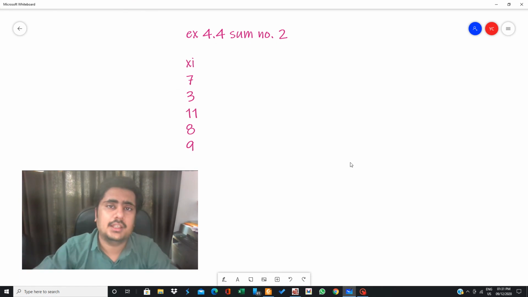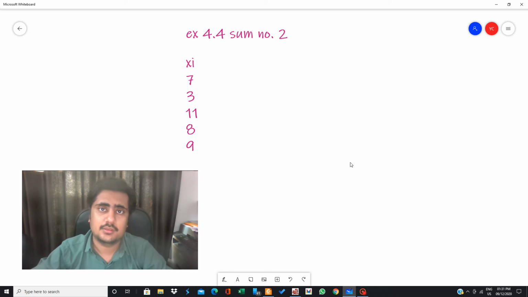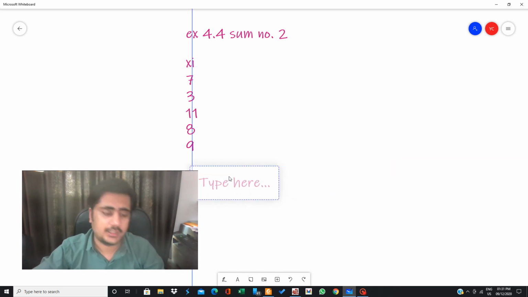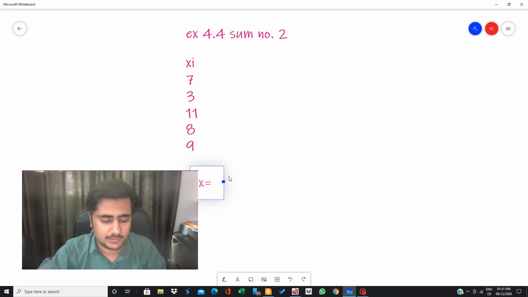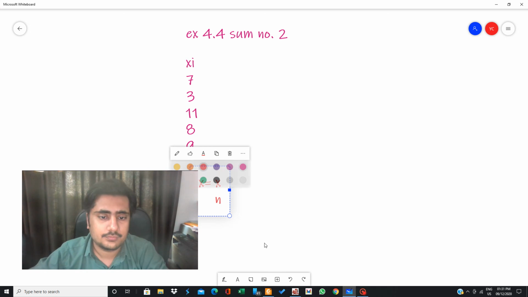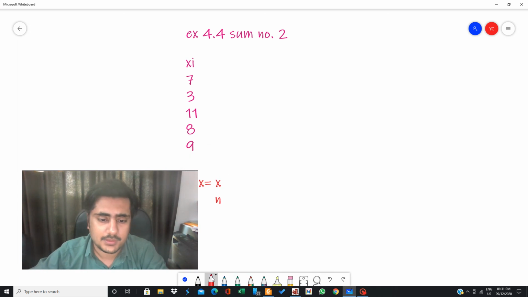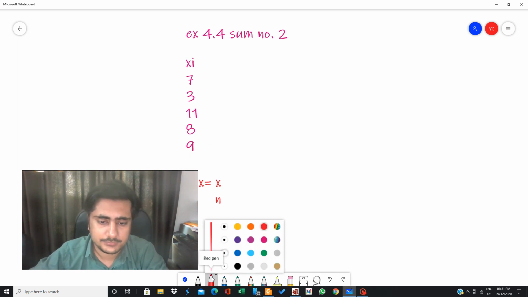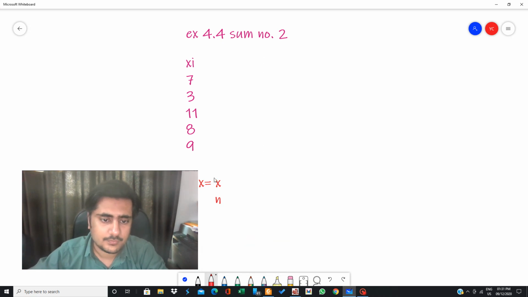So now see, xi is given. As I told you, we'll do standard deviation with both the formulas. First of all, I'll take the first formula. In any case, in the first or the second formula, you need to find x bar. So x bar is sigma x upon n.